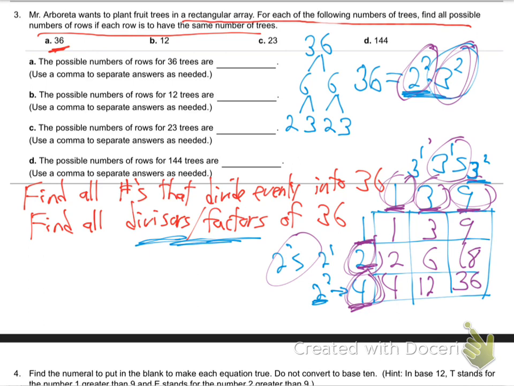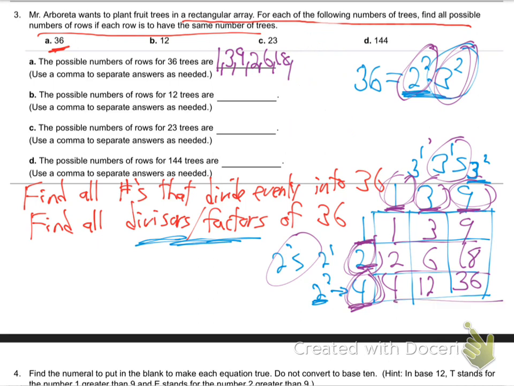Those numbers, those are all the numbers that are divisors of 36. So let's write them down. 1, 3, 9. 2, 6, 18. Get this out of the way here. 4, 12, 36. Those are all the numbers that divide. Those are all the possible numbers. We for sure couldn't have missed any. Those are all the possible divisors of 36.